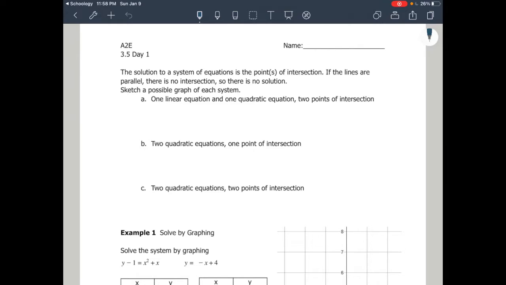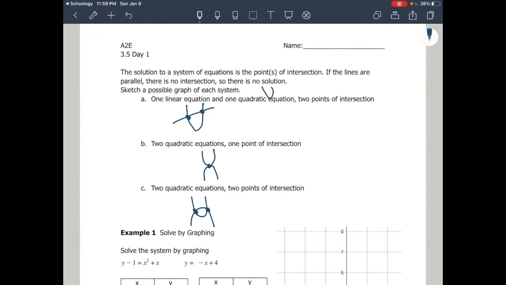So one is a linear equation, so that's a line, and a quadratic equation, so that's that curve, where 2 points are intersecting. So you have 2 points of intersection, a curve and a line where they hit twice. And then 2 quadratic equations where they only have 1 point of intersection, so this is an option where their vertexes are hitting. And then 2 quadratic equations where there are 2 points of intersection, so that would be like where they're overlapping, like this is another option.